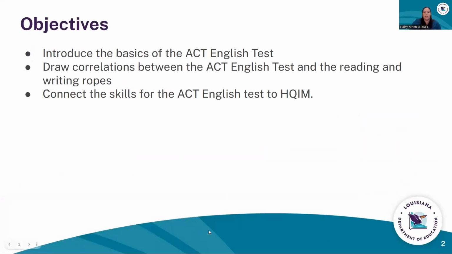Our objectives today are to introduce the basics of the ACT English test, draw correlations between the ACT English test and the reading and writing ropes, and connect the skills for the ACT English test to our high-quality instructional materials.